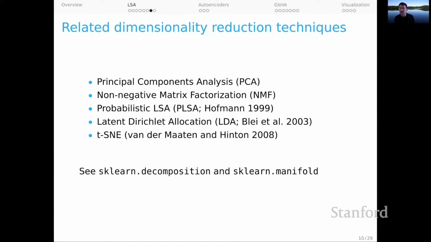LSA is just one of a large family of matrix decomposition methods. Here's a list of a few of them, and a lot of them are implemented in scikit-learn in its decomposition library. And I would encourage you to try them out and just see how they perform on problems that you're trying to solve.